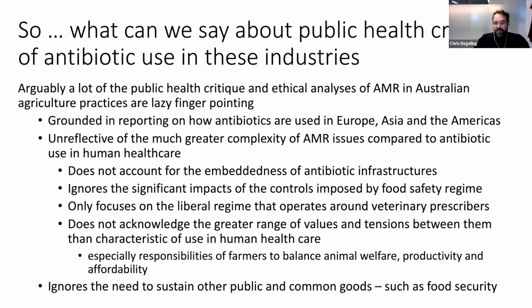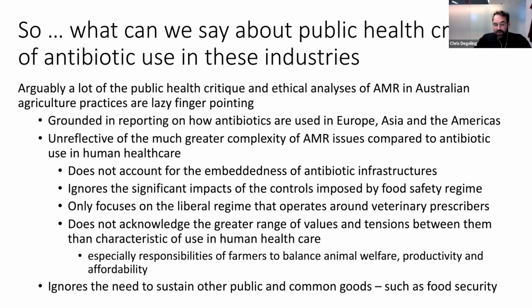It's also quite unreflective of the greater complexity of AMR issues in agriculture compared to human health. It doesn't account, as I noted earlier, for the embeddedness of the infrastructures that antibiotics provide. It ignores the significant impacts of the controls imposed by food safety regimes. When people talk about One Health and AMR, they don't talk about this body of regulation, which is actually driving the practice of farmers. They talk about the liberal regime which operates around veterinary prescribers, who are limited in the antibiotics they can choose because the farmers don't want them to use antibiotics which will cause problems for the food safety regime.